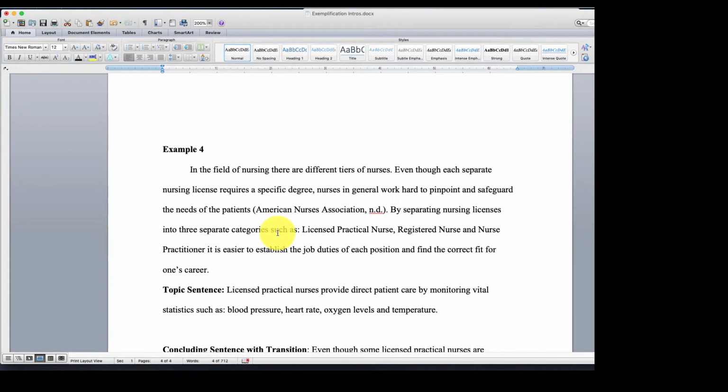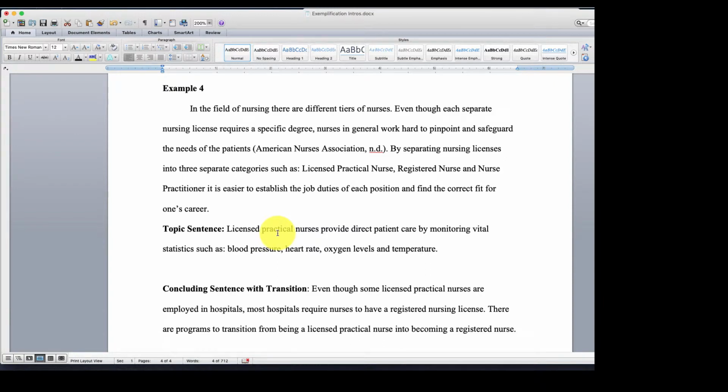And I'll give you one last example. This is a somewhat simpler one. In the field of nursing, there are different tiers of nurses. Even though each separate nursing license requires a specific degree, nurses in general work hard to pinpoint and safeguard the needs of patients. By separating nursing's license into three separate categories, such as licensed practical nurse, registered nurse, and nurse practitioner, it is easy to establish the job duties of each position and find the correct fit.